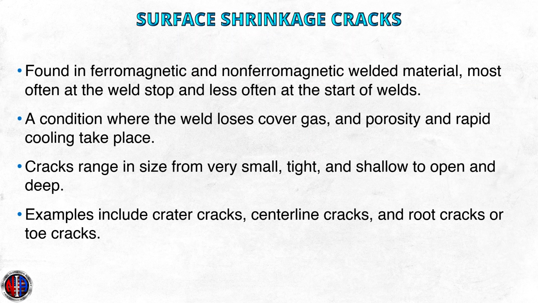Surface shrinkage cracks. Surface shrinkage cracks are weld discontinuities found in ferromagnetic and non-ferromagnetic welded material, most often at the weld stop and less often at the start of the welds. It is a condition where the weld loses gas coverage and porosity and rapid cooling take place. Cracks range in size from very small, tight, and shallow to open and deep. Examples include crater cracks, centerline cracks, and root cracks or toe cracks.